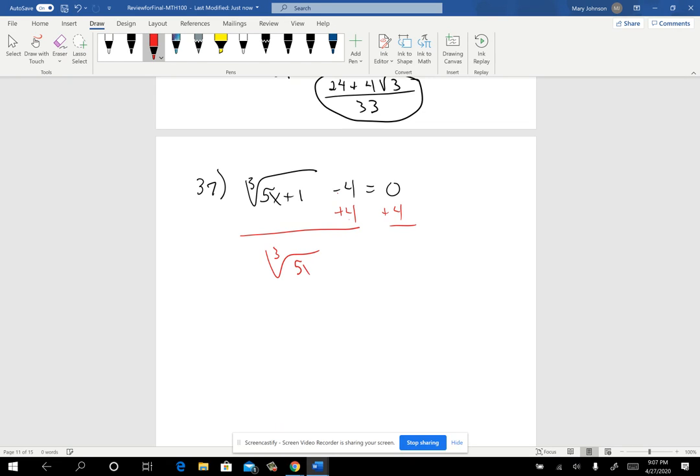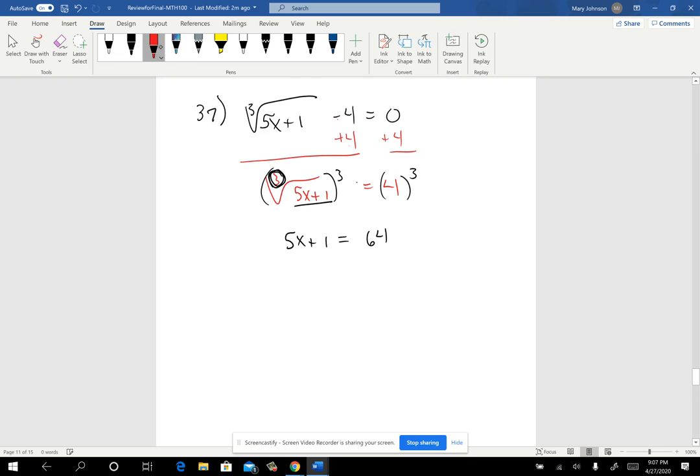So then I'm at the point where I have the cube root of 5x plus 1 equaling a positive 4. All right, so now I'm going to cube both sides. The reason I'm cubing is that's what it would take to undo a cube root. Raise both sides to the third power. Then I'm going to get a 5x plus 1 on the left and a 64 on the right. Okay. So now this turned out to be linear at this point. Sometimes it'll be quadratic, but it's linear.